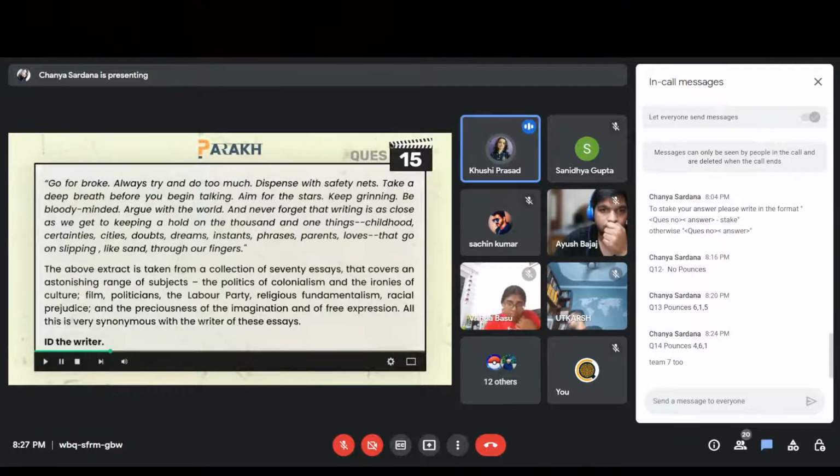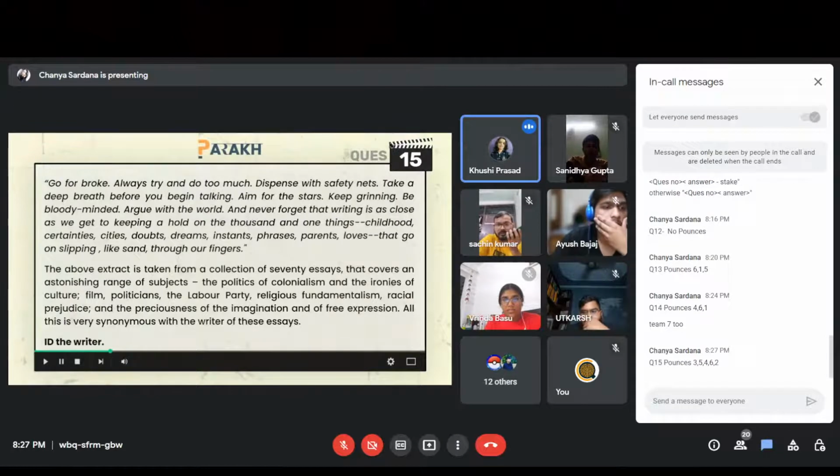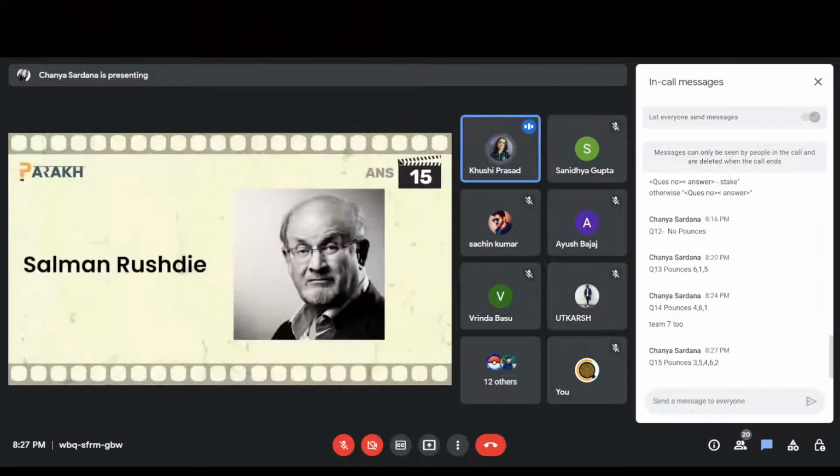Team 5 has pounced. Okay, Teams 2, 6, 4, 5 and 3 have pounced. So direct we are for 1, closing, right? Yes, direct for 1. So we are closing the pounce window now. So Team 1, your answer. I'll go with Salman Rushdie on this one. Yes, right. The answer is Salman Rushdie.